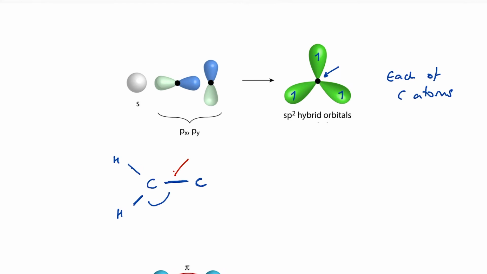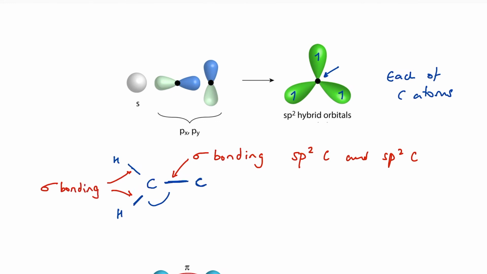So here we have got a sigma bonding orbital between the sp2 hybrid orbital of one carbon atom and the sp2 hybrid orbital of the second carbon atom. And here we've got, again, sigma bonding orbitals formed between the sp2 hybrid orbitals of carbon and the 1s of the hydrogen. So those are the interactions forming these bonding orbitals.